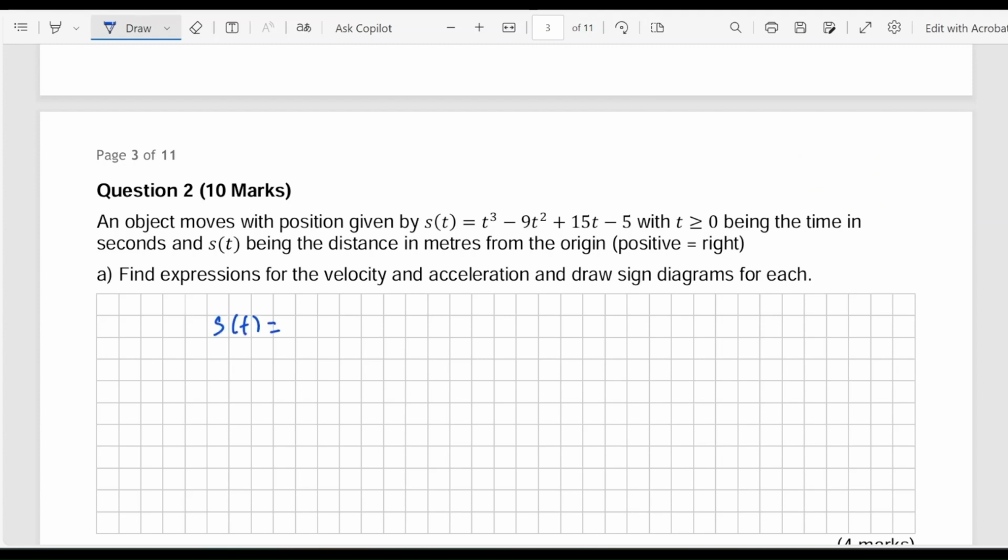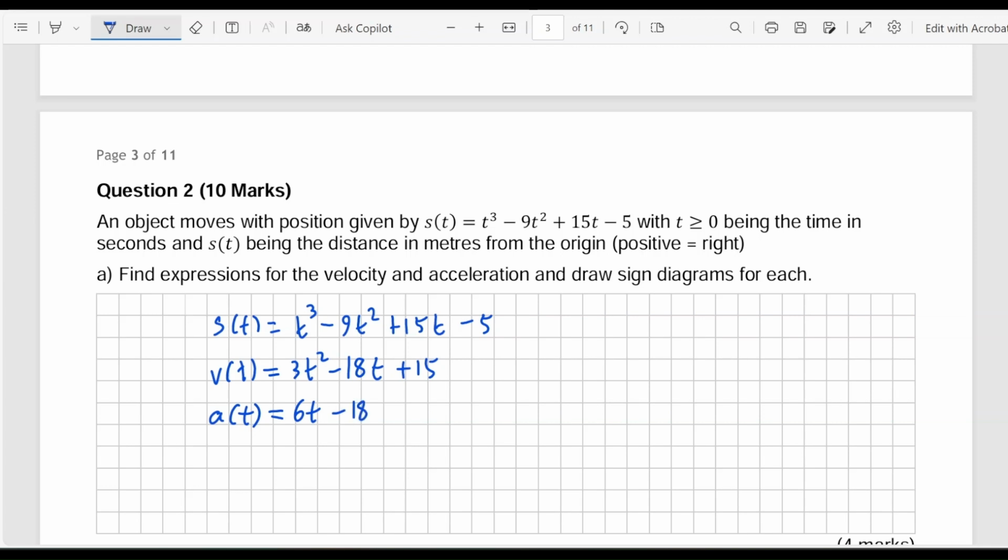So s of t is going to be t cubed take 9t squared plus 15t take 5. The velocity is the next derivative down. That's going to be 3t squared take 18t plus 15. And then acceleration is going to be the next one down after that. So that's 6t take 18.